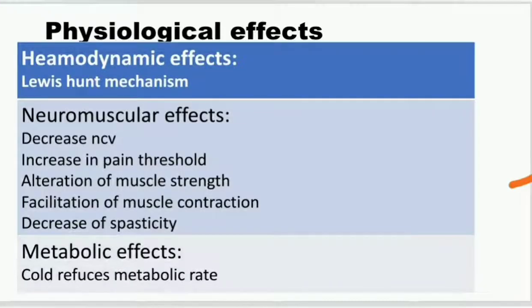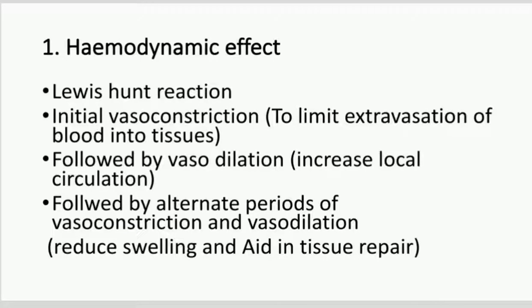There are three physiological effects of cryotherapy: hemodynamic effects, neuromuscular effects, and metabolic effects. Neuromuscular effects further includes decreased nerve conduction velocity, increase in pain threshold, alteration of muscle strength, facilitation of muscle contraction, decrease of spasticity. If you understand the physiological effects clearly, then it is easy for you to understand the uses of cryotherapy. Hemodynamic effects means the effect of cold on blood vessels.